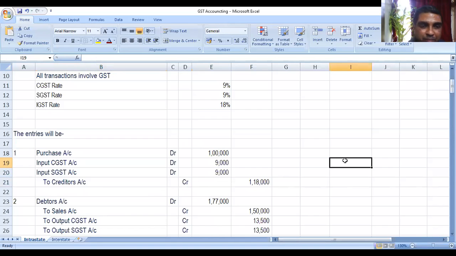Or can you suggest something better? It's okay, very simple. If you want, you can give a different name also. Let us say ITC CGST, ITC SGST, these names can also be given. I have given the names input CGST account and input SGST account. It's a standard practice which industry follows. Now the purchase entry has been made.